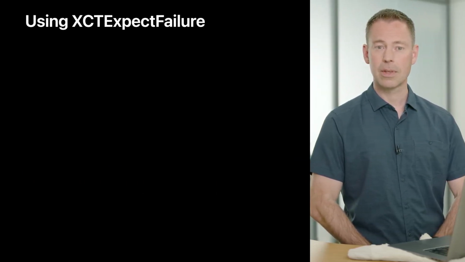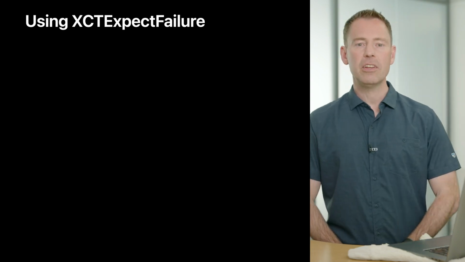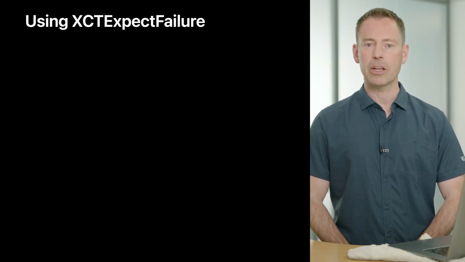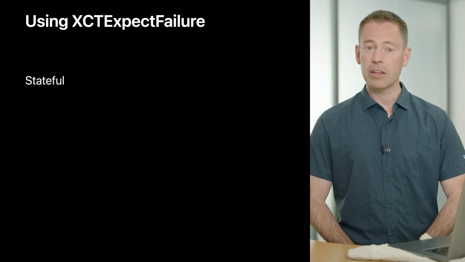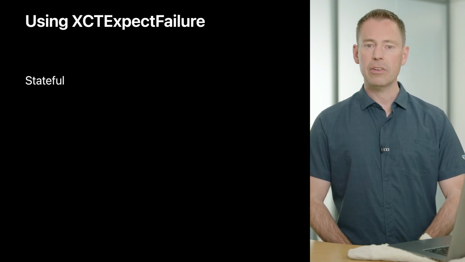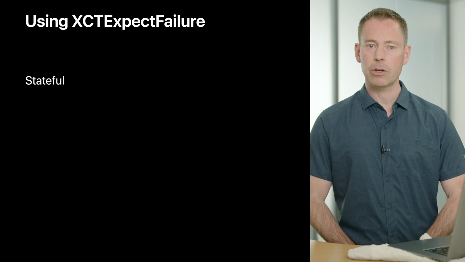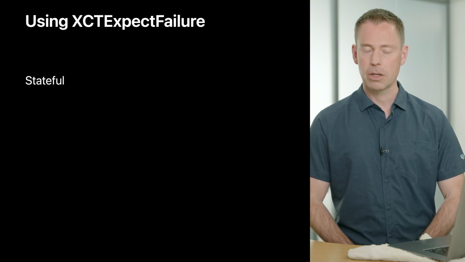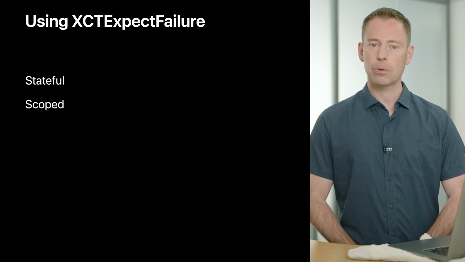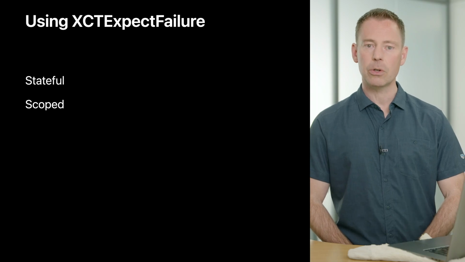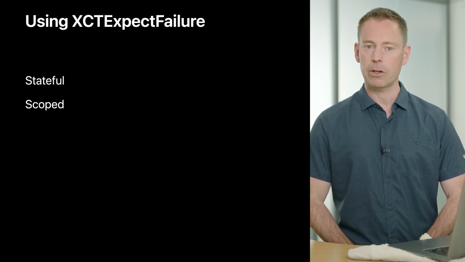So that's how easy it is to use XCTExpectFailure to handle a failing test. Now let's take a closer look at the API. The first consideration when using XCTExpectFailure is which API variant to call. There are 2 approaches, a stateful approach, where you call XCTExpectFailure and any subsequent failure in the test is treated as expected. Alternatively, you can use the scoped approach, in which you wrap the failing code in a closure passed to XCTExpectFailure. Let's look at some examples.